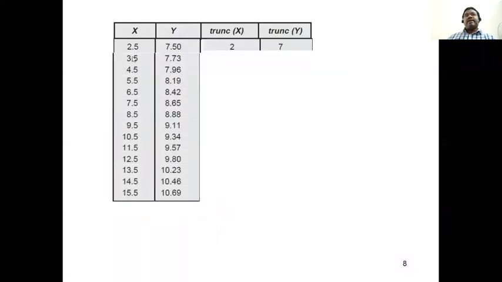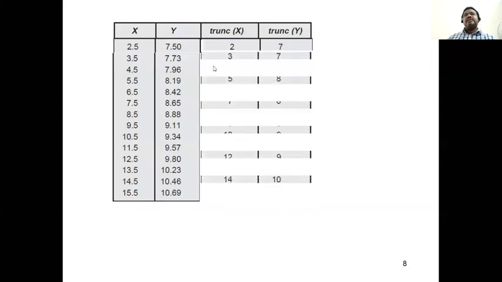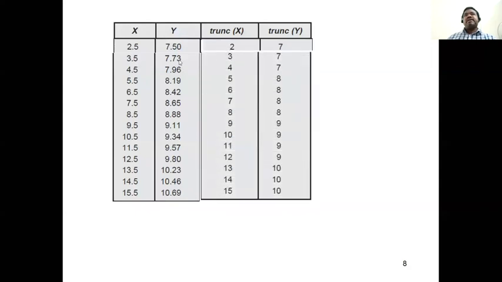Right. So likewise, you generate all the points. Every point is truncated. 3.5 will become 3, 7.73 will become 7. Likewise, you continue with all the points. Here 15.5 will become 15, 10.69 will become 10. Therefore, till the end, you have to put it in a loop and run it, either in a C program or Pascal, whatever program you want. Finally, you can generate a straight line.